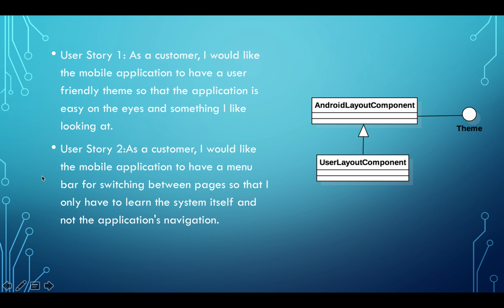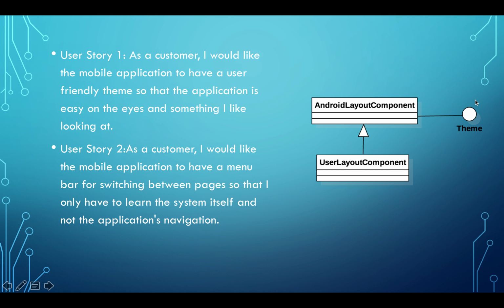So the first set of user stories I worked on was, as a customer, I would like the mobile application to have a user-friendly theme so that the application is easy on the eyes and something I like looking at. The second user story is, as a customer, I would like the mobile application to have a menu bar for switching between pages so that I only have to learn the system itself and not the application's navigation. These are obviously both UI components which are defined by a custom theme in Android.